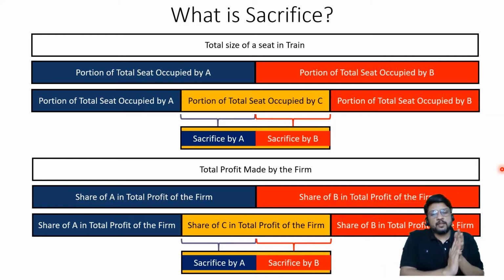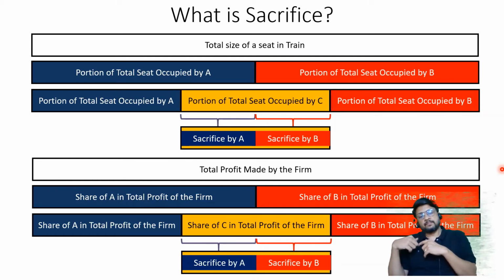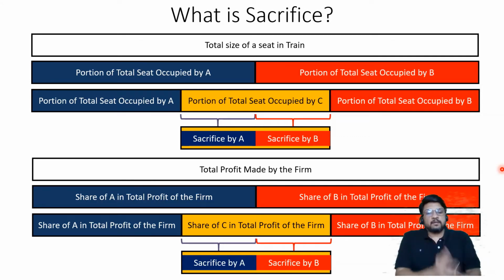So the share of C in the total profit of the firm is made up of the sacrifice made by A and the sacrifice made by B. This is the basic idea. So what is sacrifice? Sacrifice means old partners are ready to share some amount of profit which otherwise would have been enjoyed by them. They are sharing it with the new partner. That is called a sacrifice of the old partners in favor of the new partner.